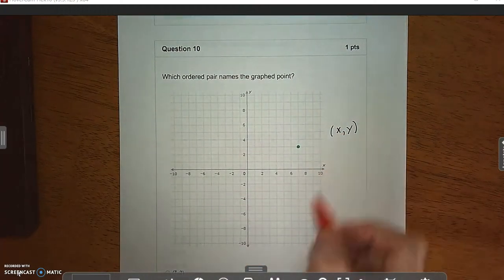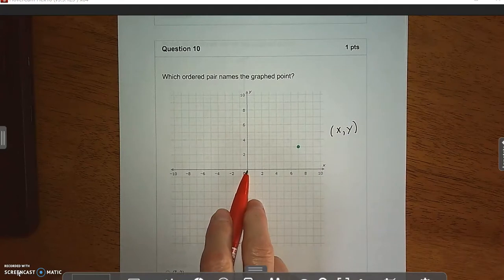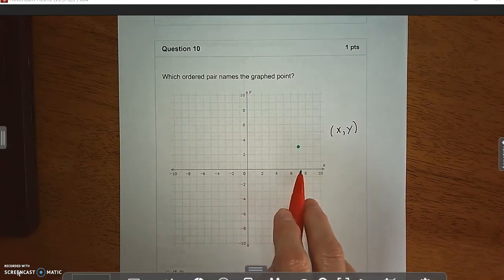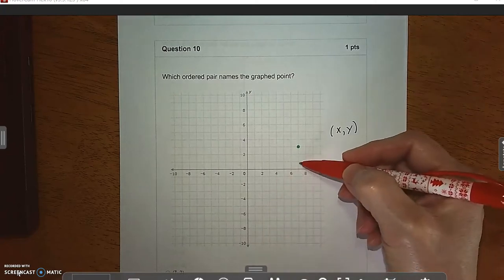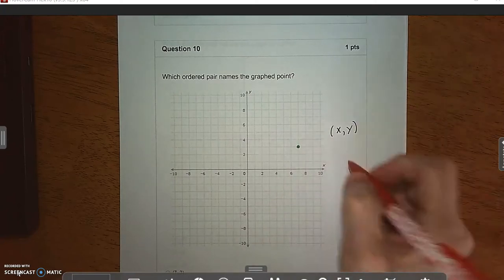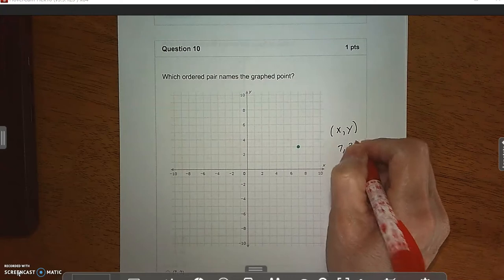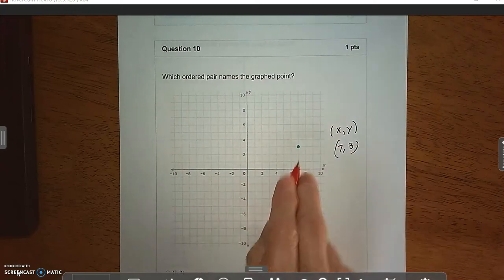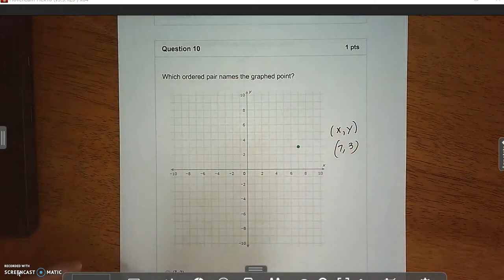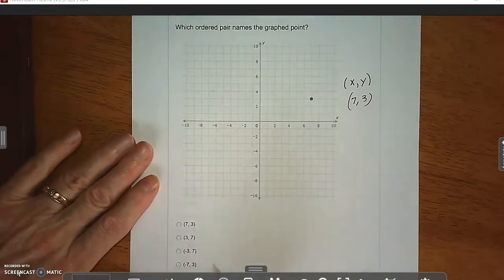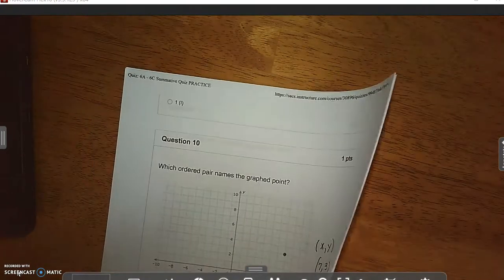And so our x, y here is, first we go to our x, so we go over 7. Here's 6, here's 8, so this is 7. And then we go up 1, 2, 3. So we're looking for the point 7, 3. Over 7, up 3. And so that is our very first choice down here, 7, 3. All right, that's number 10.